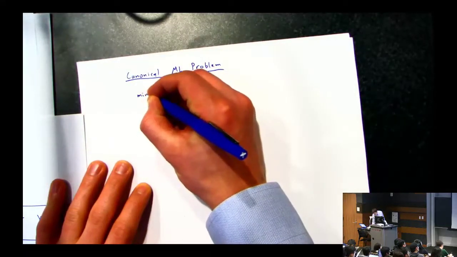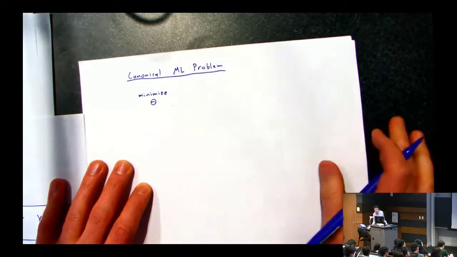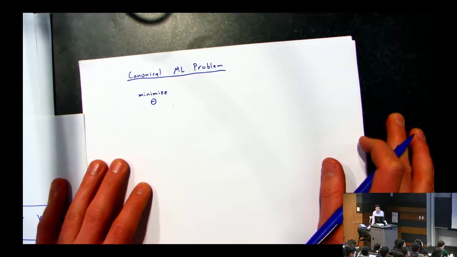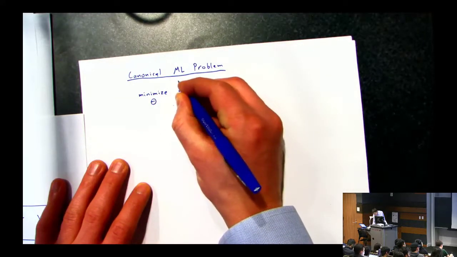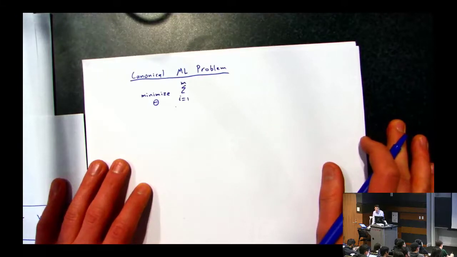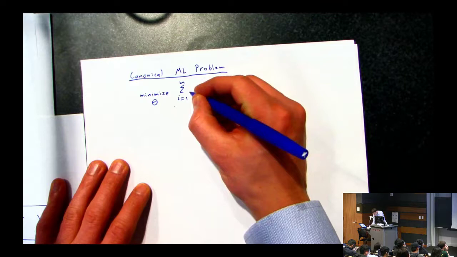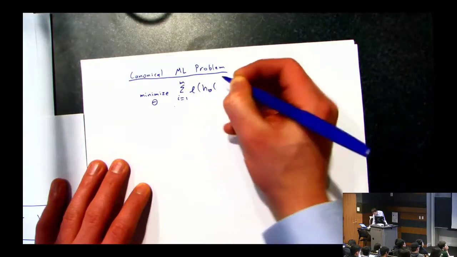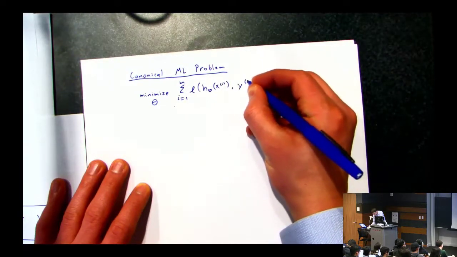We want to minimize over theta. This notation just means that we're going to pick the theta that tries to minimize some objective, it's called. The sum from i equals 1 to m, that is over our whole data set. So sum over all the examples of the loss between our prediction, which is our hypothesis applied to that example, and the actual label of that example.